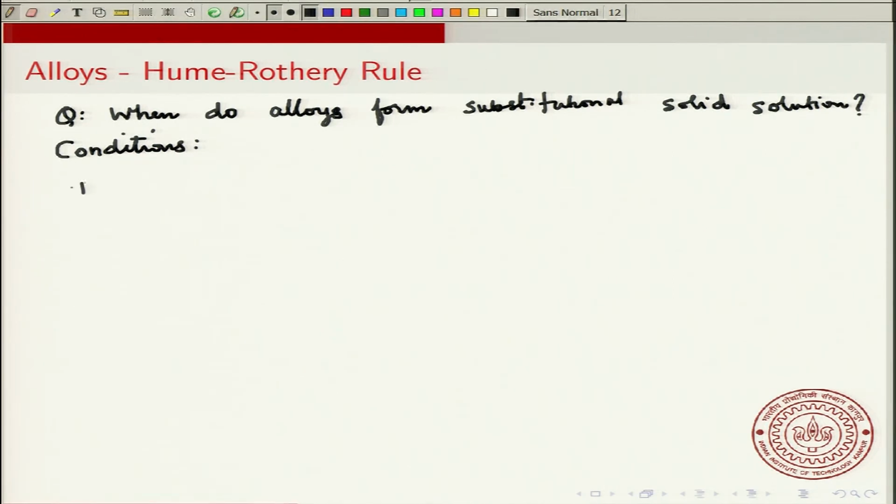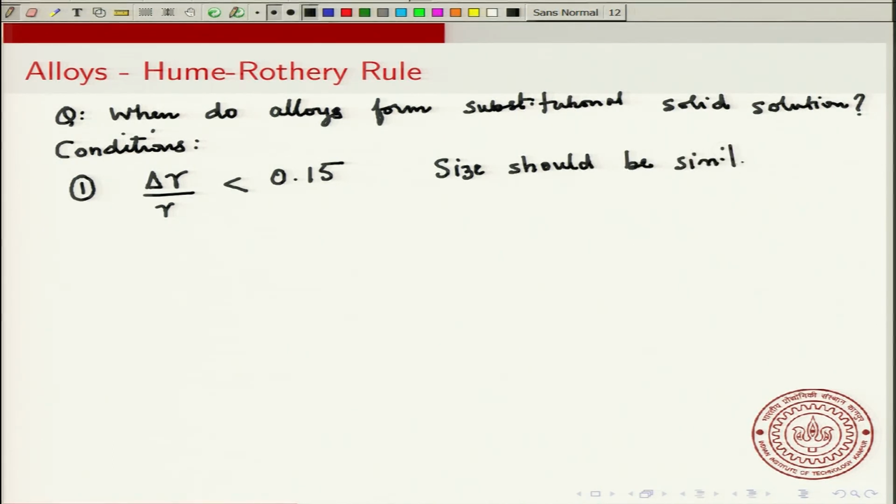Okay, so the first condition is that the difference delta r by the radius of the larger species should be less than 0.15. Okay, so the percentage difference in size, so size should be similar. So if two atoms have similar size, then they are more likely to form an alloy.